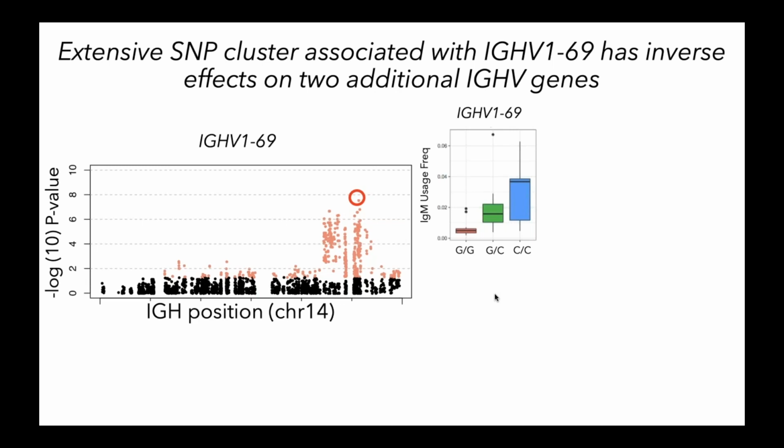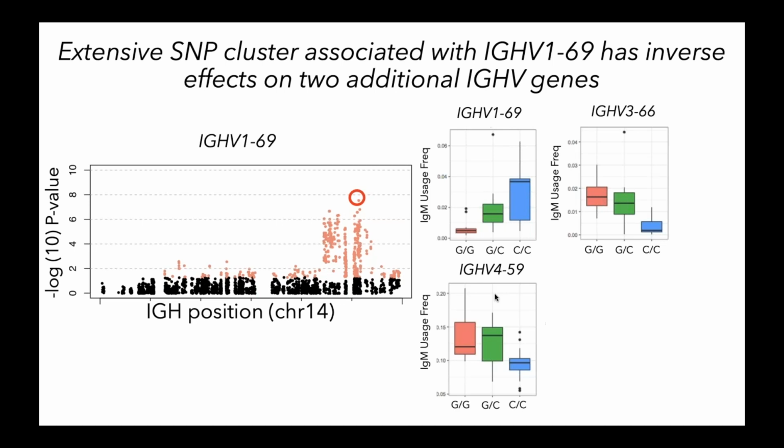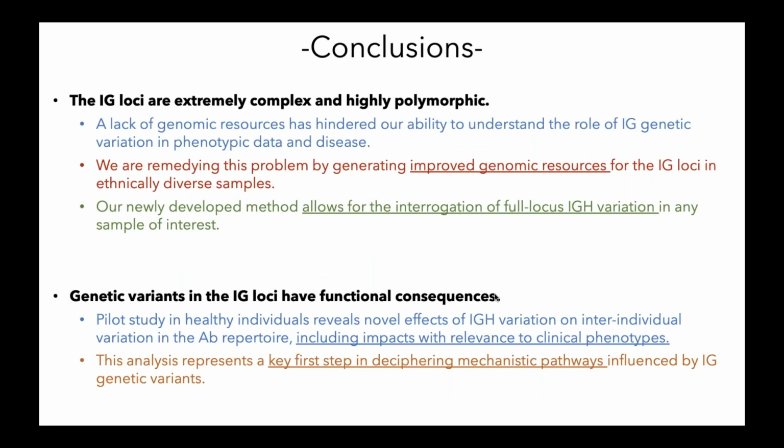But what we observe here is that not only was this SNP associated with 169, but also inversely correlated with 2 other genes in the locus, as well as a couple others that are over 200 kb away. Again, this suggests that this region could likely be some sort of master regulatory region in the locus. And so with that, I'm going to abruptly end and say that I hope you have a newfound appreciation for how complex the IG loci are.